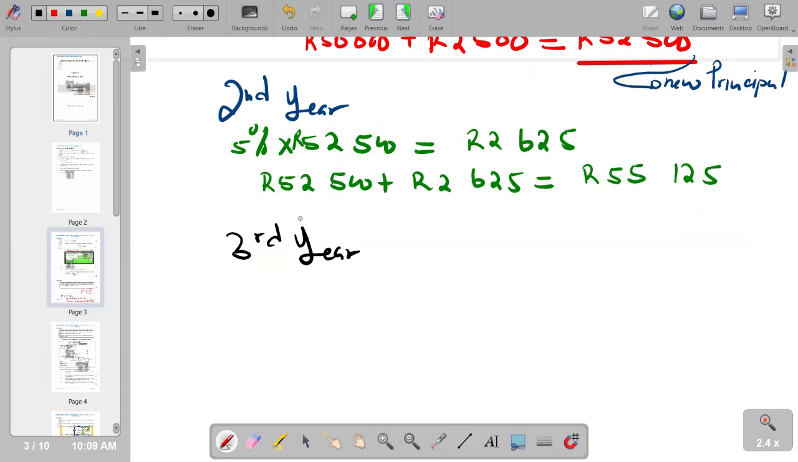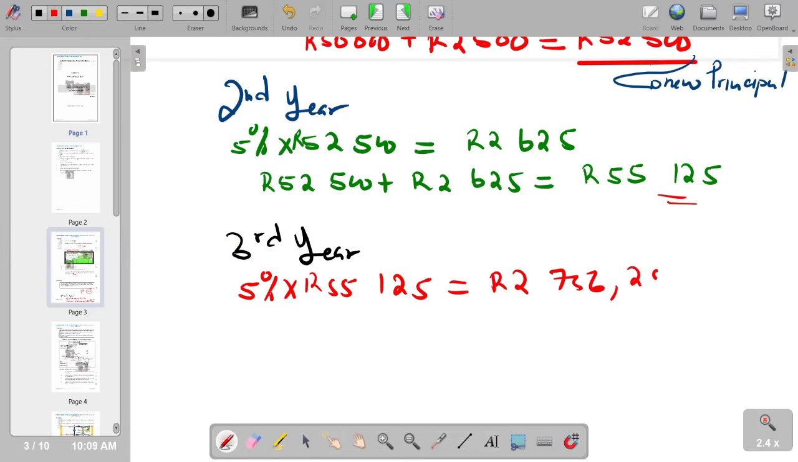So for the third year again, we are saying 5% times the new principal, 55,125. Calculate it, we get 2,756 rands and 25 cents. So this is your answer for the interest, and then of course the new principal becomes this amount plus the interest.